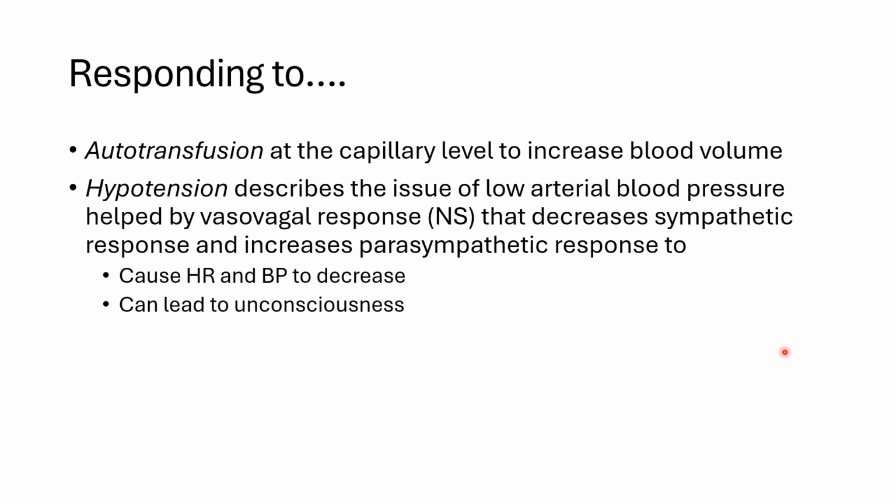Hypotension describes the issue of low arterial blood pressure. It's started by the vasovagal, which is a nerve that runs from the side of your face down to your neck. The nervous system response decreases sympathetic response and increases parasympathetic response. We talked about that in the last chapter and a couple of chapters before in the nervous system. Ultimately, you want to reduce the heart rate and the blood pressure, so that the blood is not pumped at a very, very high rate out of that wound.